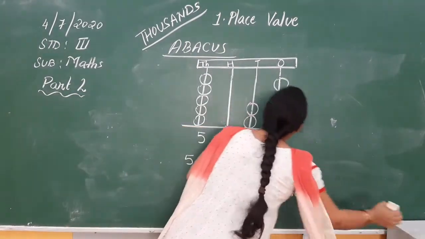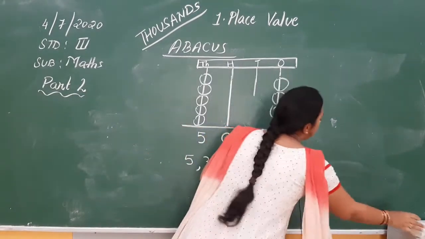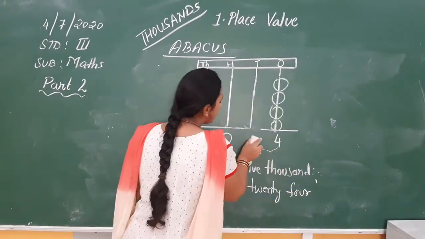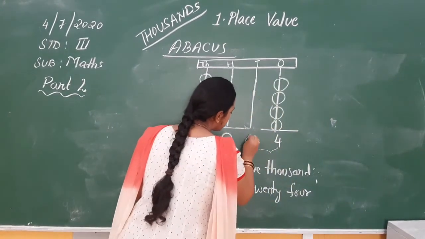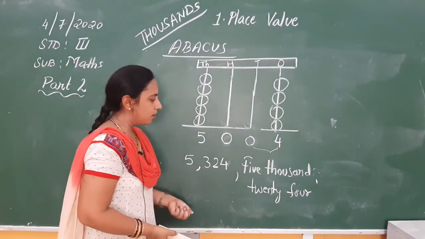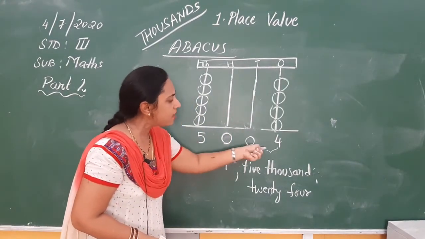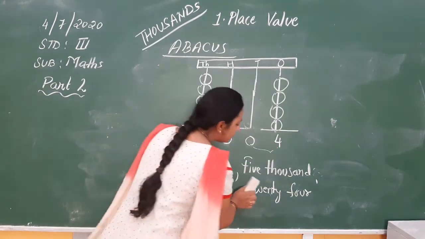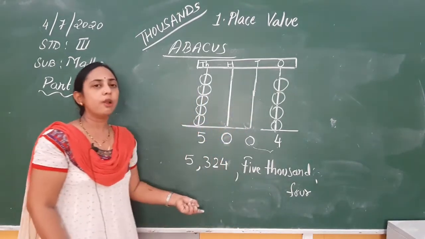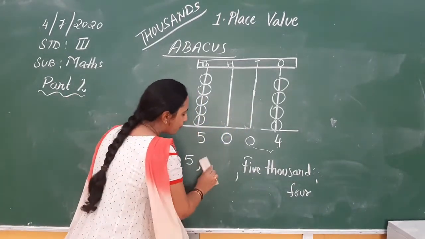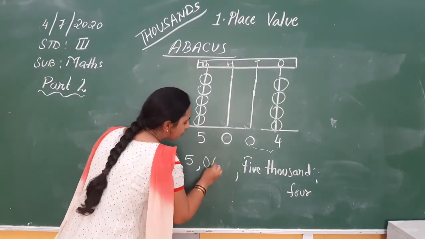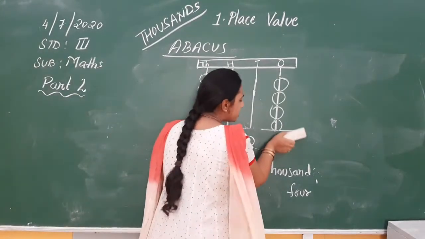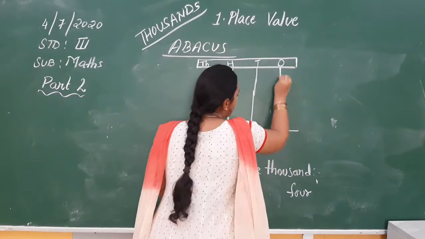Now suppose I don't have anything in my tens place also, nothing is there, right? So this will become a 0. Now how will we read this? 5,004. So there is no 20 also. So this will become 5,004. And how will we write this? 5,004, right?